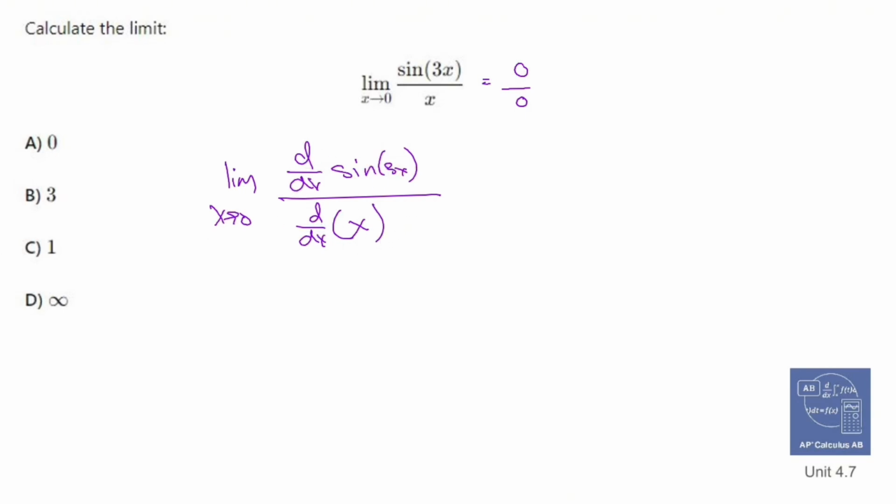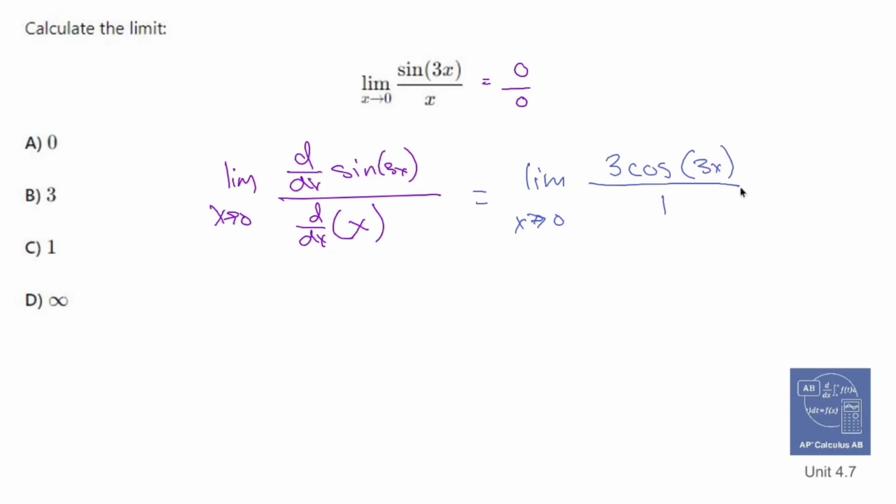So the derivative of sine 3x requires the chain rule. All right, so I'm going to take the derivative using the chain rule. So let me just write out my limit again. Take the derivative of the outside, which is cosine. Keep the inside, which is 3x, but then multiply everything by the derivative of the inside, which is 3. So I have 3 cos 3x. And now we take the derivative of the bottom, x, which is 1. That's nice.